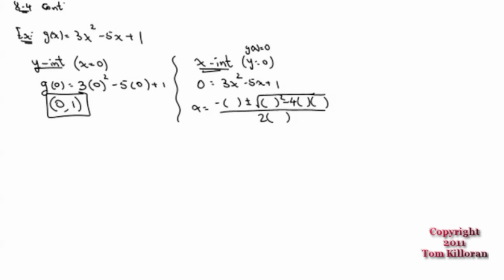What's b in this case? Negative 5. Negative 5 goes here, but it also goes here. What's a? 3. And c is 1. Now, since we're trying to come up with x-intercepts and we're not going to graph it yet, I just want the radical expression, the exact answer. So this is going to be x is equal to negative, negative, positive, plus or minus the square root of, this is positive 25 minus 12.